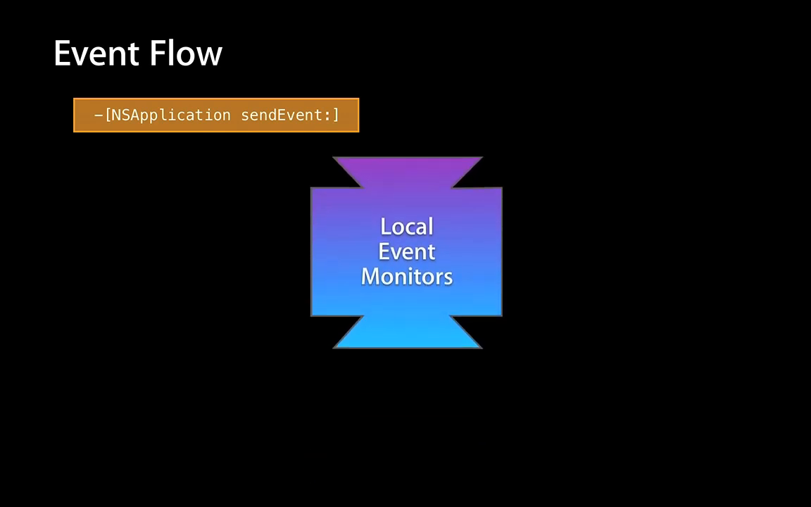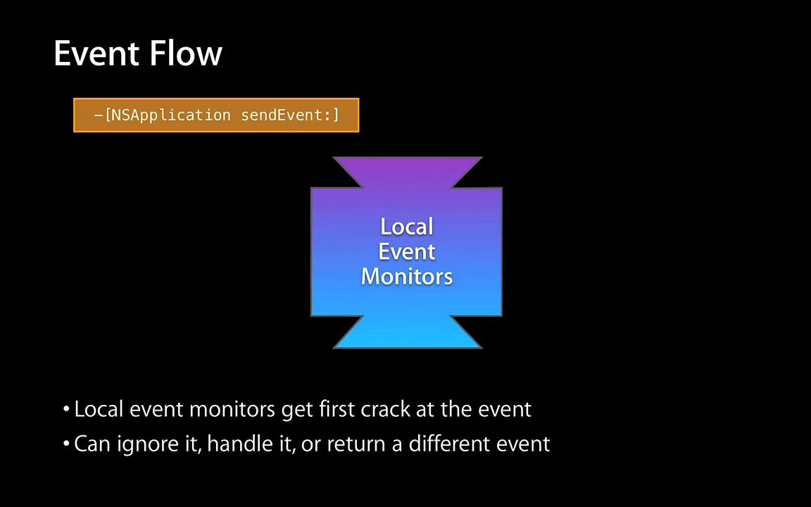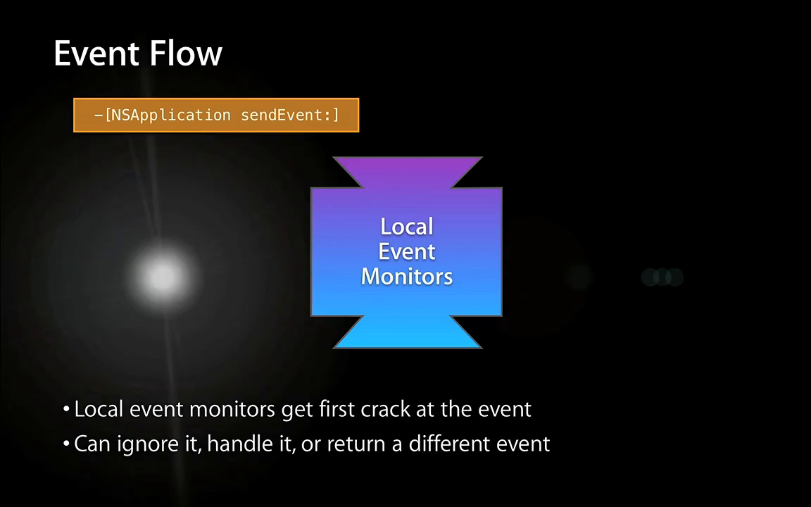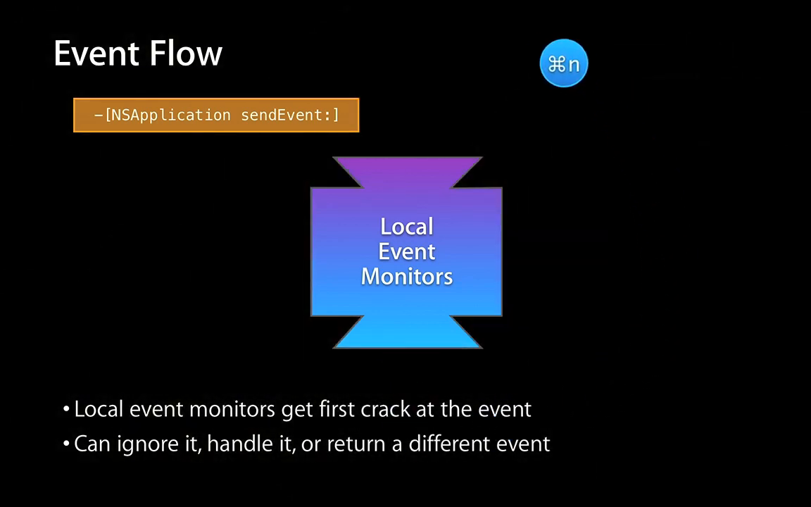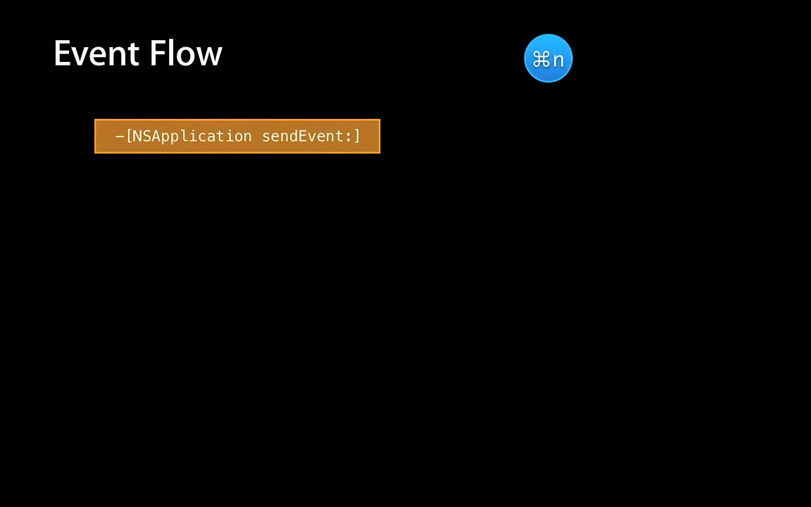And the first thing sendEvent will do is invoke what are called local event monitors. So here's an event, and local event monitors can just pass the event on through, they can handle it, or they can return an entirely different event. So in this case, the event goes in, and it comes out and you can see it's entirely different. It's a different color. So let's say that the local event monitor does not ignore the event. It returns it so it can continue being processed.